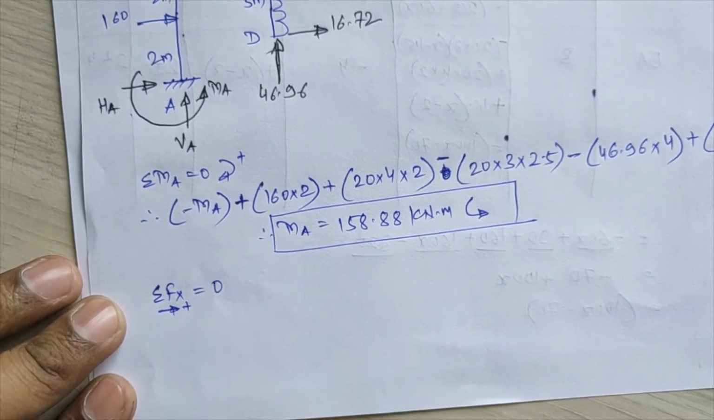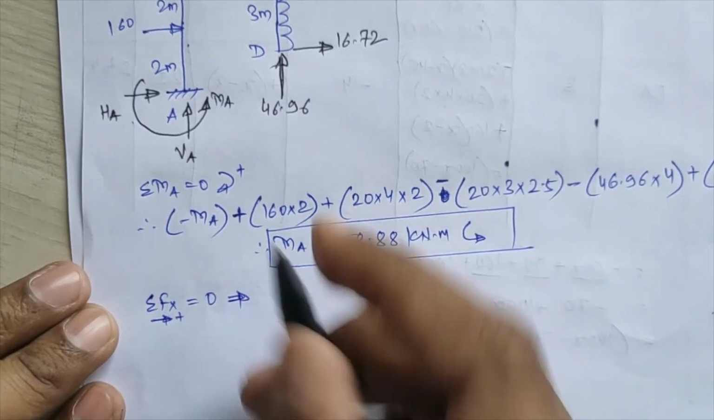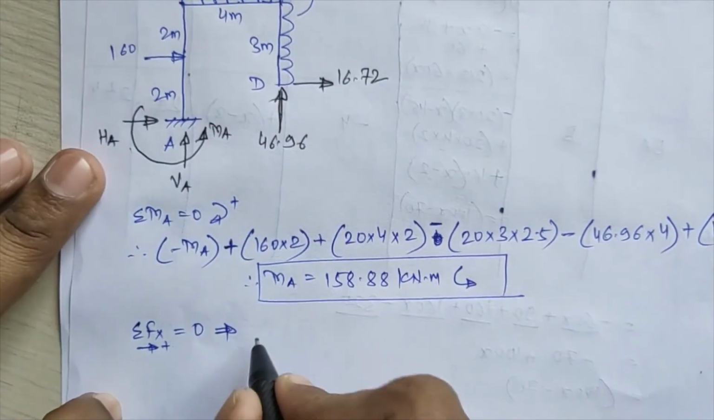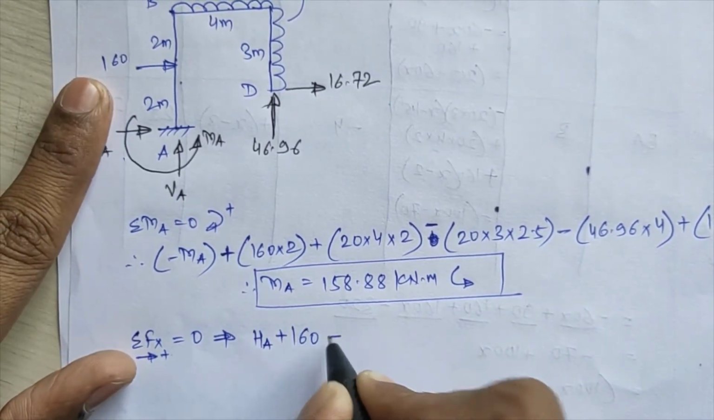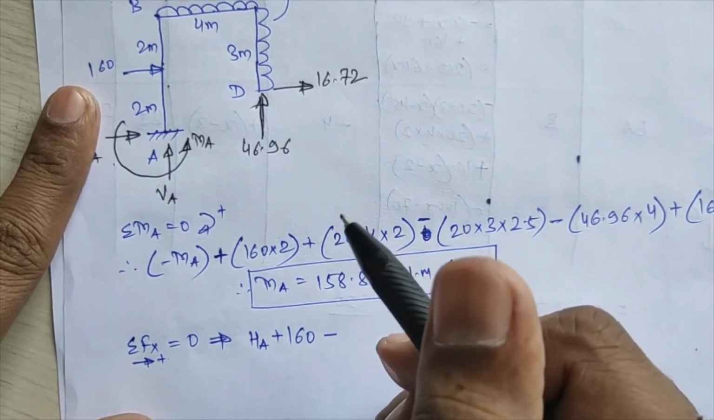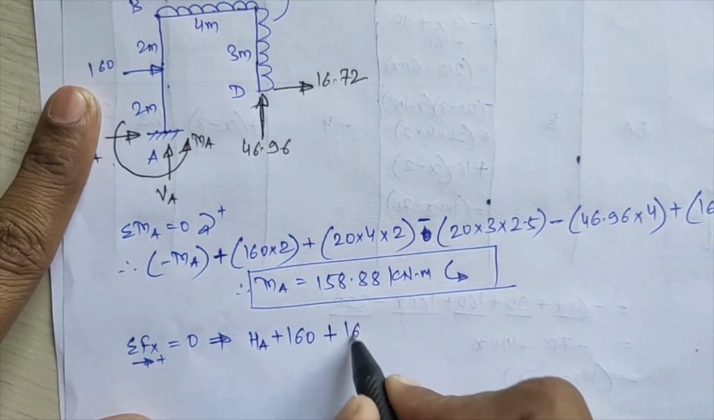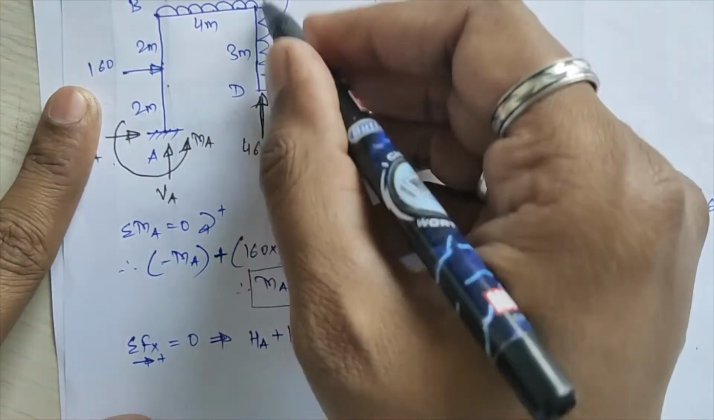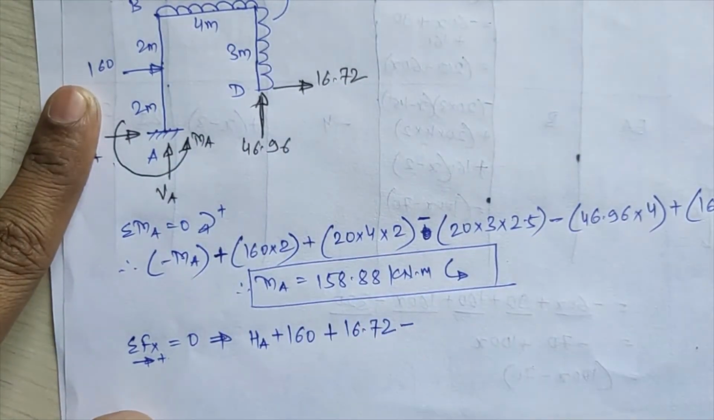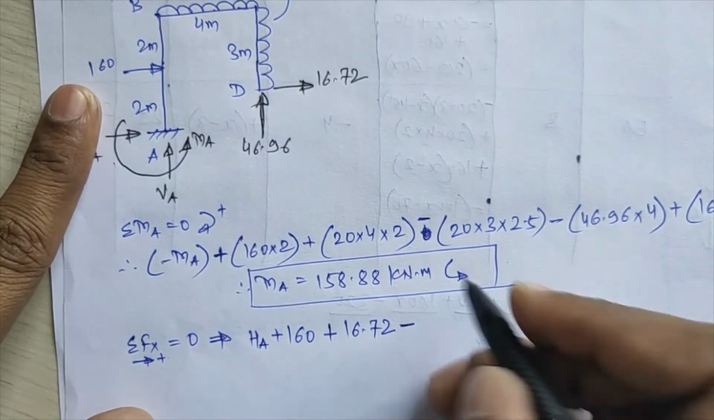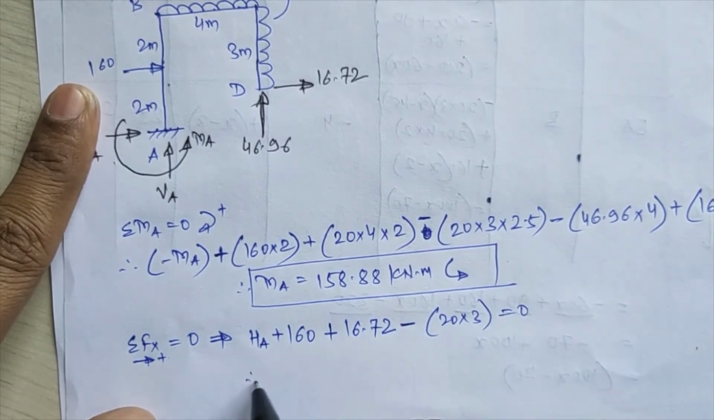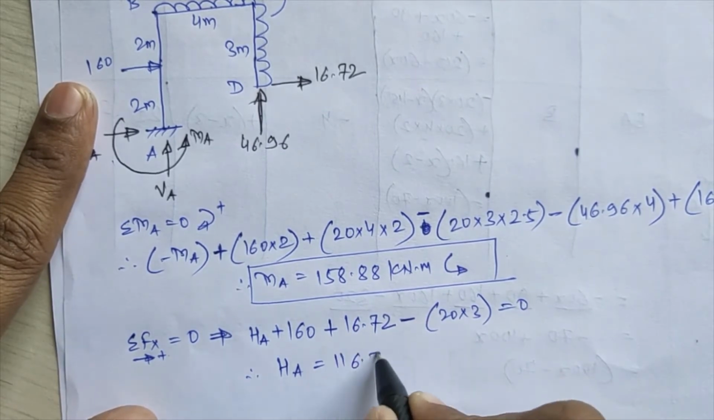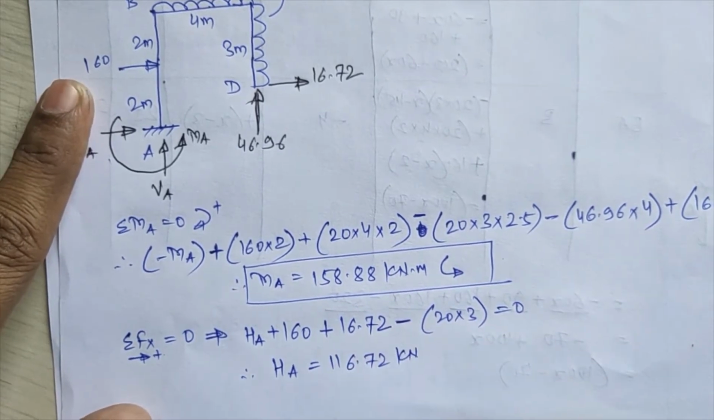Rightward forces positive, summation of Fx is equal to 0. So what I'll get from this, you have to take only horizontal forces. So plus HA plus 160, plus this 16.72, and what remains is this UDL, which will also be acting horizontally, and that will be towards the left. So it will come minus 20 into 3 is equal to 0. So from this I have got HA equal to 116.72 kilonewton, but negative.